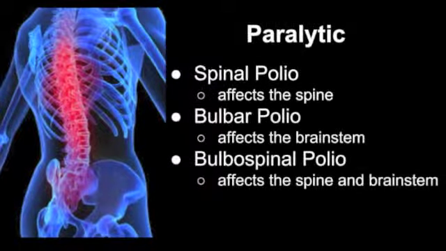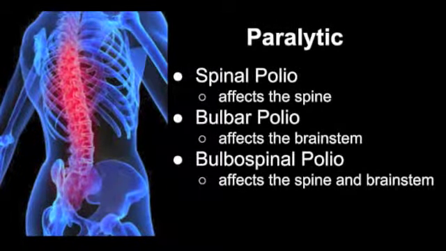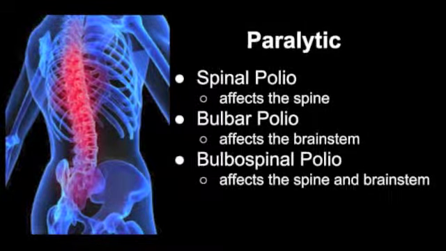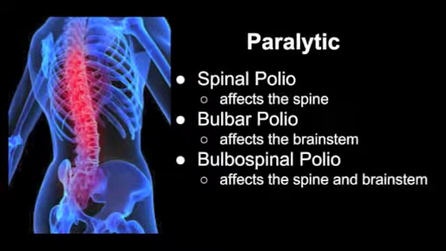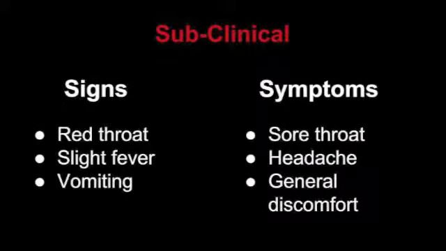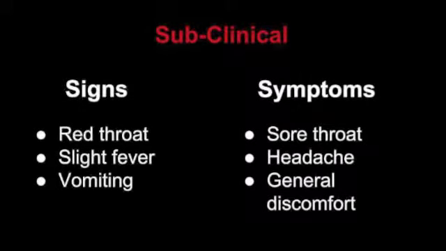There are 3 types of paralytic polio. They are spinal polio, which affects the spine, bulbar polio, which affects the brainstem, and bulbar spinal polio, which will affect the brainstem and the spine. The signs and symptoms of polio range from mild to severe dependent upon the type. The difference between a sign and symptom is that someone can see or measure the signs and only the patient can feel the symptoms. If the infected person does have symptoms, they usually last for 72 hours or less.